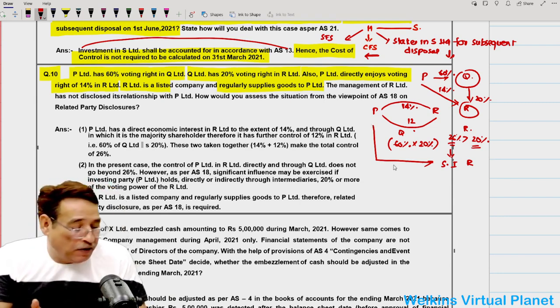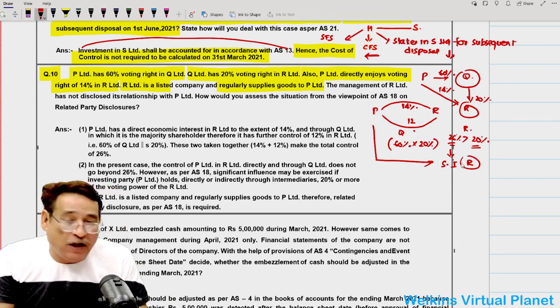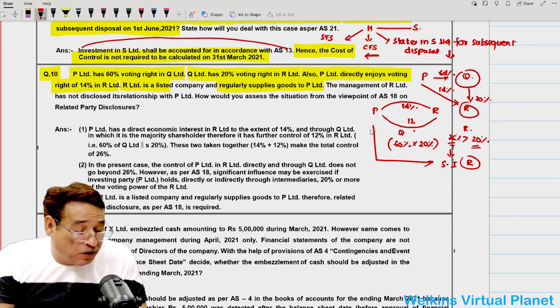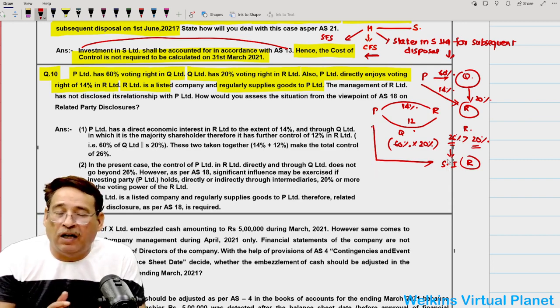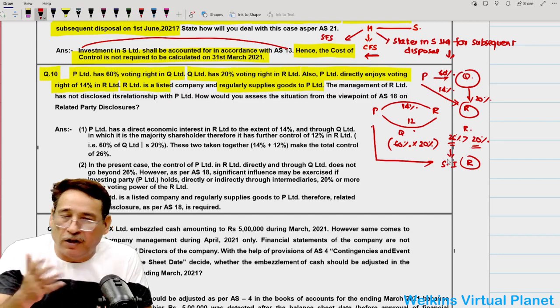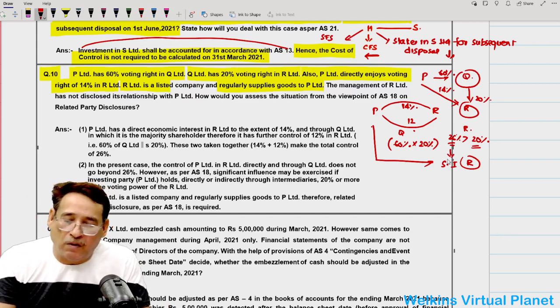Now, if you have significant influence over the other entity, then all the transactions which your company is doing with the other entity must be reflected and disclosed. So related party disclosure needs to be made.